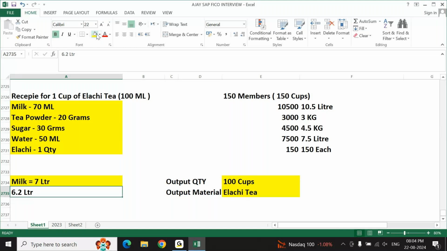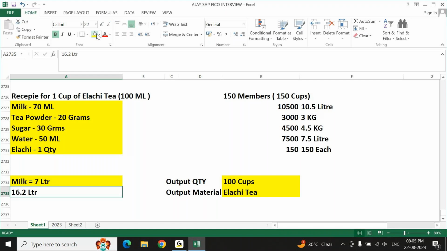We got an order for 100 cups of tea. Currently there is only 6.2 liters of milk. Please bring the stock. Then immediately the procurement team will say okay, they'll place the order. They'll bring another 10 liters of milk additionally. What will happen? The stock from 6.2 will become 16.2. Now 7 liters can be consumed from 16.2 liters. Earlier it was 6.2. If your available milk is 6.2, you cannot consume 7 liters, right? But if your available milk is 16.2 liters, you can easily consume 7 liters.